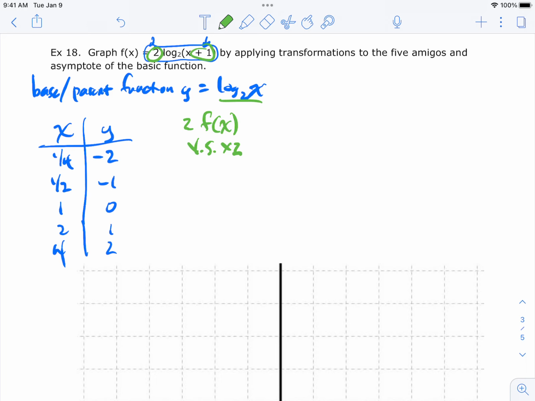Now, how do you get the 1 there? Well, you'd have to go inside the function and replace x with an x plus 1. That's our notation for that. Replace x with x plus 1.